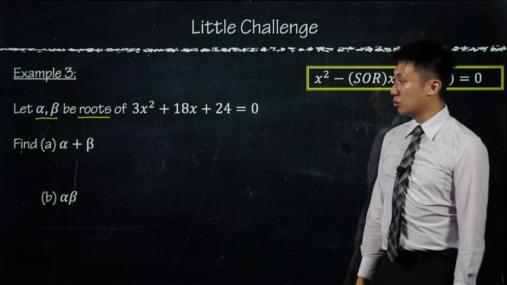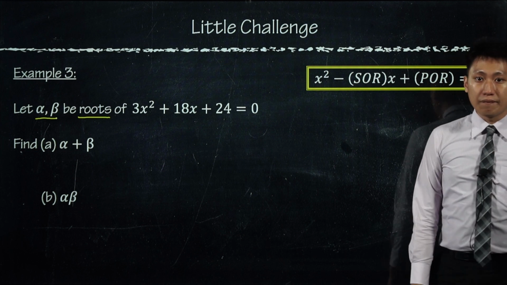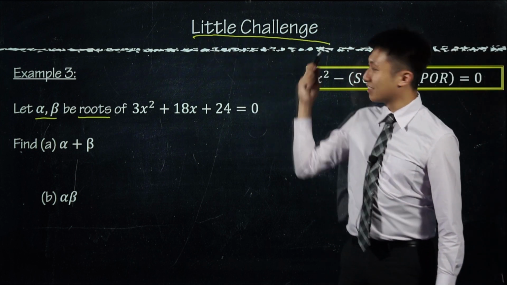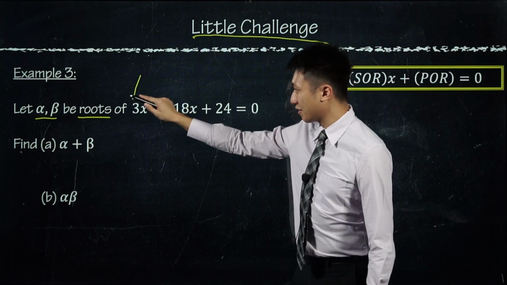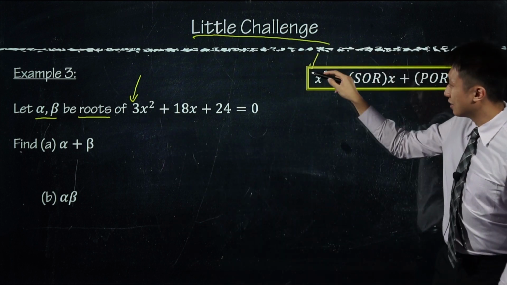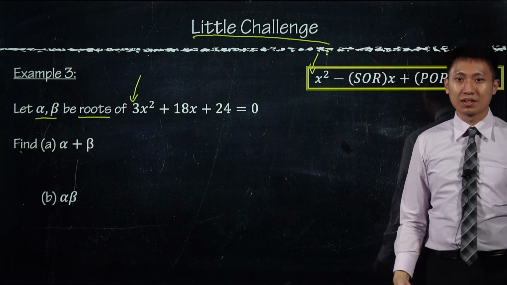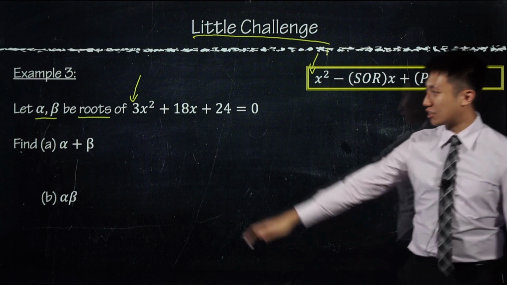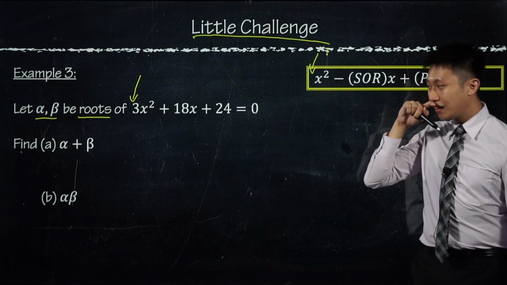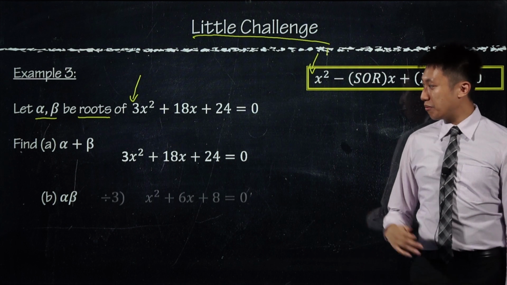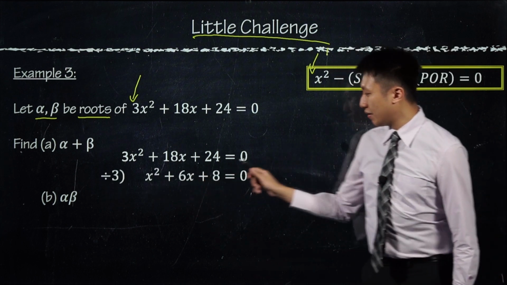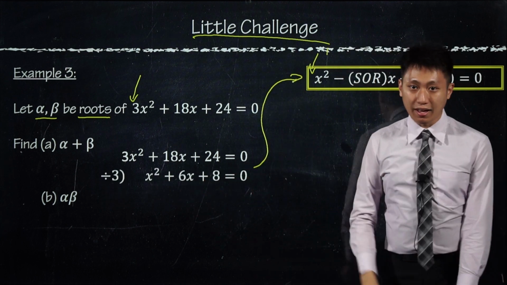Okay, so what do you do here? This I say little challenge. Why? Because here you got a 3, here it's 1. So you want to make sure the coefficient here is 1. So I write this down. I divide both sides by 3. I get this one. Then I can compare here.